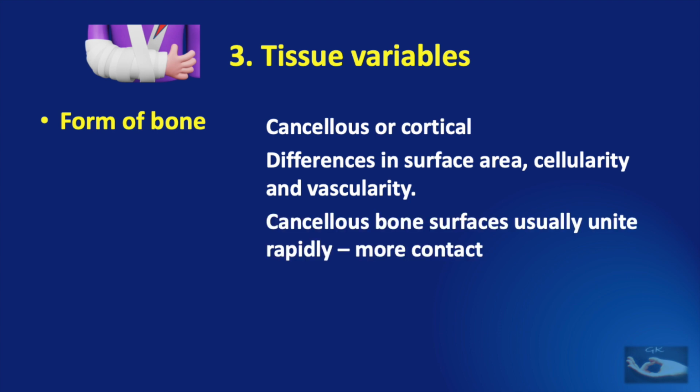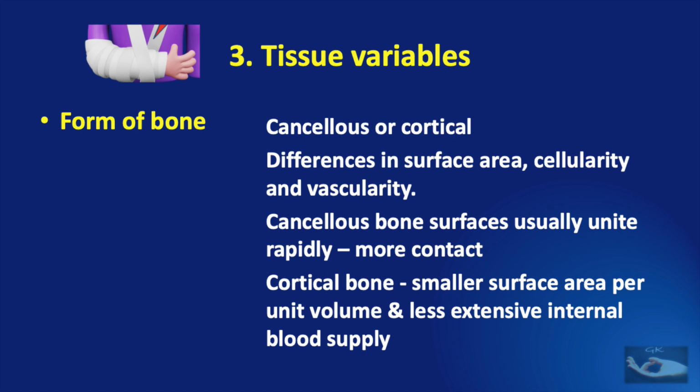Cancellous bone surfaces usually unite rapidly because there is more contact and more vascularity. But cortical bone, due to its smaller surface area per unit volume and less extensive internal blood supply, does not heal as well as cancellous bone.